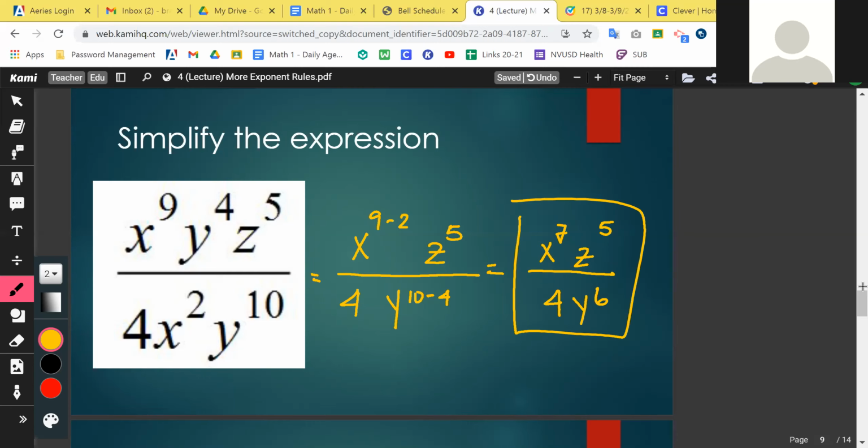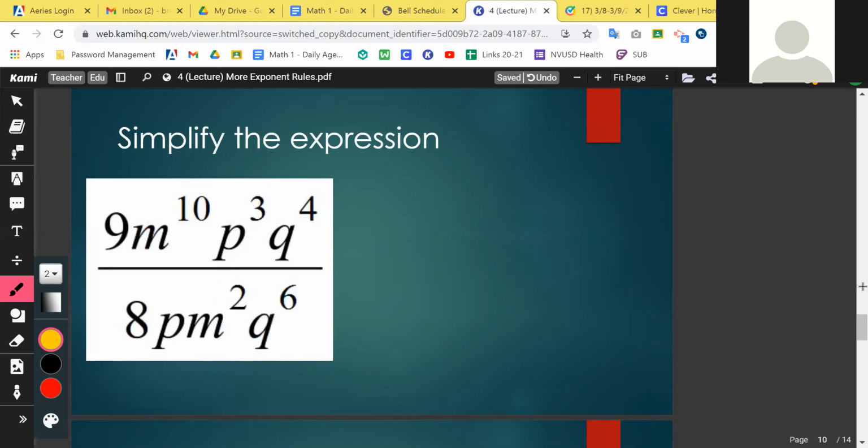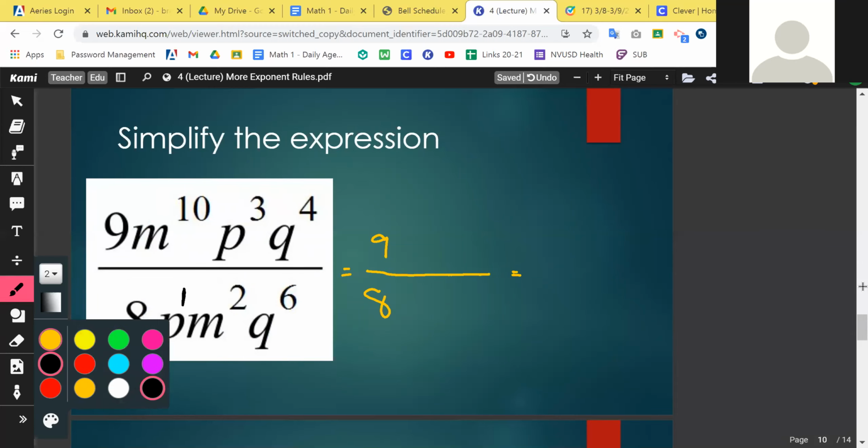Okay. Same steps for the next one. Here I have 2 numbers, 9 and 8, but I cannot divide those. Again, if the numbers don't divide, then you just keep them where they're at. So I'm going to keep 9 on top, 8 on the bottom. Okay. Now, the tricky thing here is your p in the denominator on the bottom does not have an exponent. So I'm going to put a 1 there. Okay. And then I just treat them like I normally would.